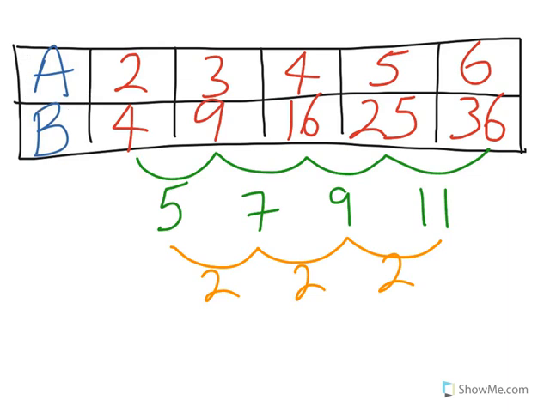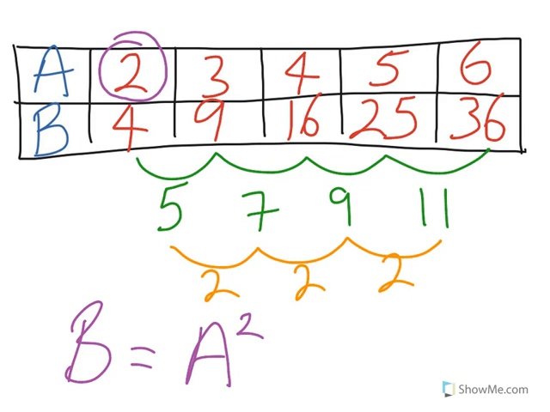So let's have a look and see if it works. We have b is equal to a squared. 2 squared is 4. That is correct. 3 squared is 9. That is correct. 4 squared is 16, and so on. For this particular one, you do not need to add anything on the end, but there may be some where you may need to add or subtract a number on the end to make it work.